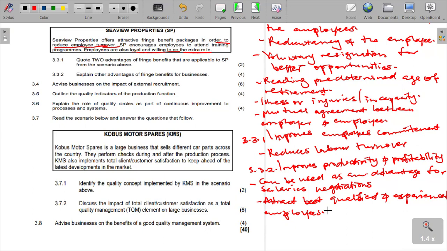Businesses may also save money, as benefits are tax deductible.